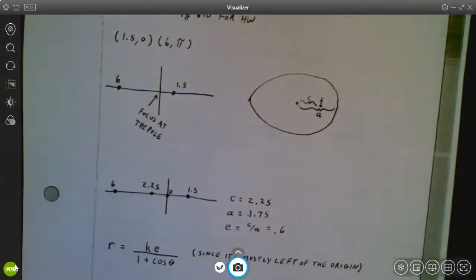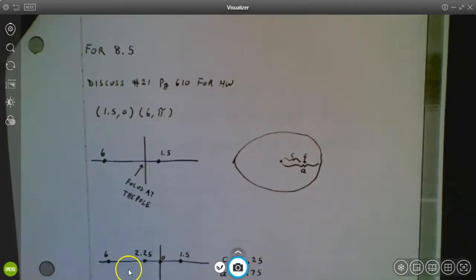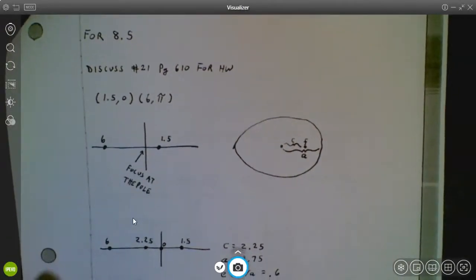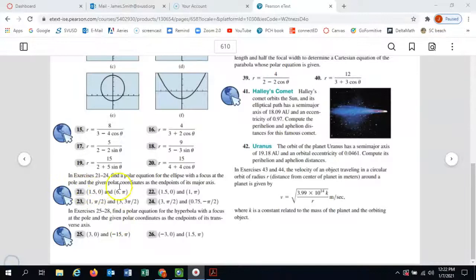I wanted to go over one of the homework problems real quick. So if you do want to hang out for this one, you can follow along. So this is going to be number 21 from page 610 of our homework. So on this one here, let me show you the problem real quick. So this one says, find the polar equation for the ellipse, saying the focus is at the pole, like all these other ones have been.